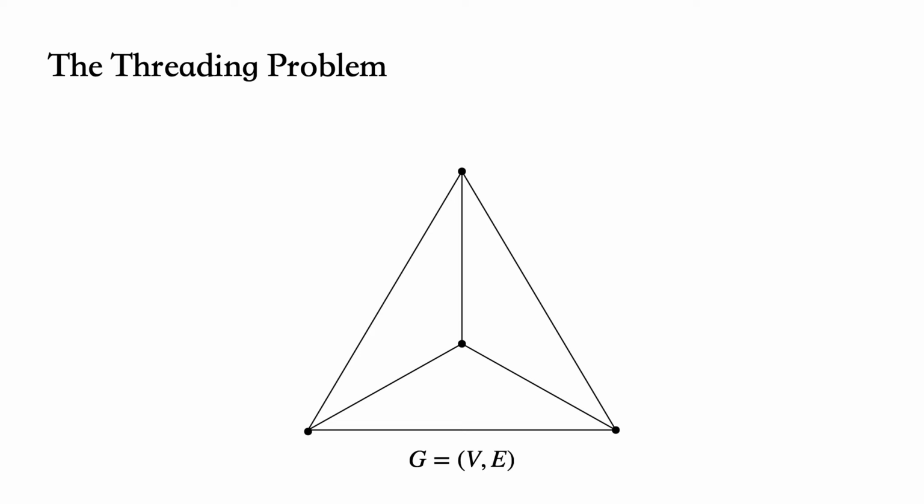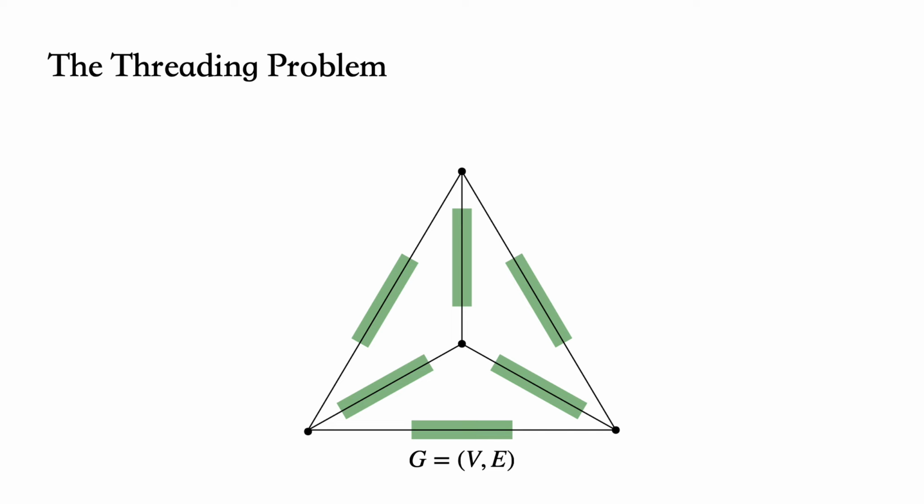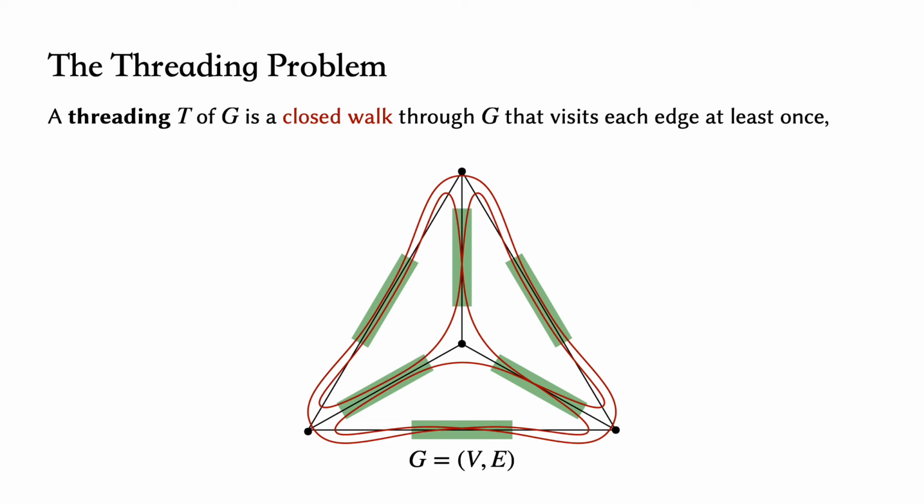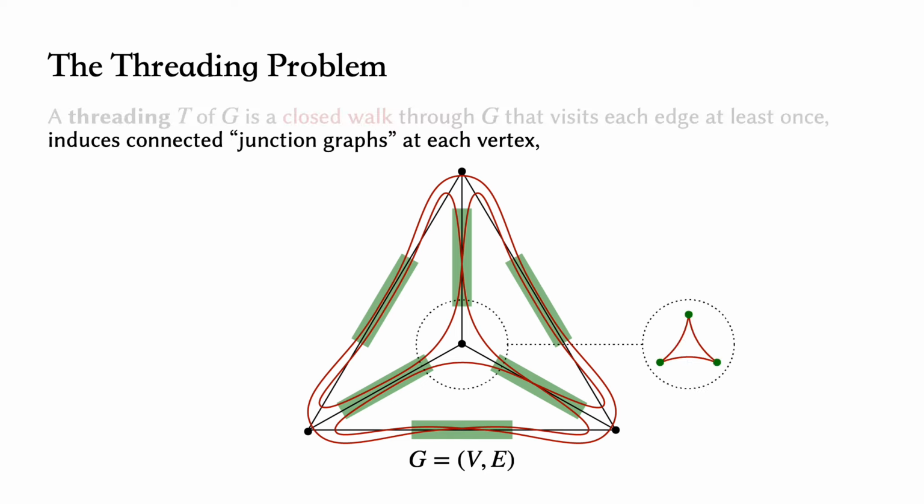Here, as an example, we have the graph corresponding to the tetrahedron from the demo in the prior slide. Each edge represents a tube, and each vertex represents a junction where the tubes incident to the vertex ought to meet. The threading of a graph is a closed walk through the graph that visits each edge at least once.